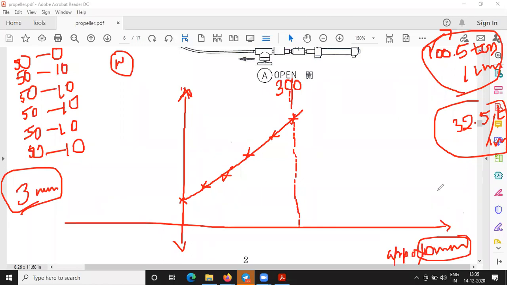Yes, sir. In the dry method, you need 100.5 tons for 1 mm. So when you reach 300 tons, that means you have moved roughly 3 mm. Similarly, if you look at the wet point, you need 32.5 tons for 1 mm, but you already have 300 pressure applied. So that means you have already traveled 10 mm of distance.